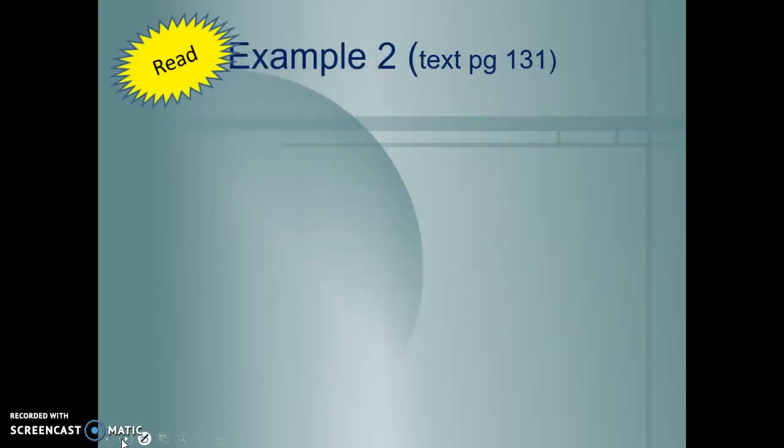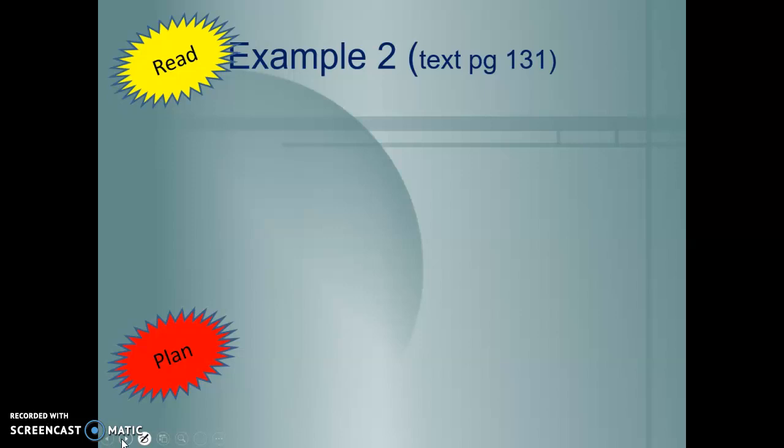Let's take a look at a second example. The first thing that we would do would be read the problem. If you have your book with you, I'm on page 131. If you don't have your book, you can just listen. Two trains leave Mattoon at the same time. The northbound train travels 5 miles an hour faster than the southbound train. What is the rate of each train if, after 3 hours, they are 333 miles apart?